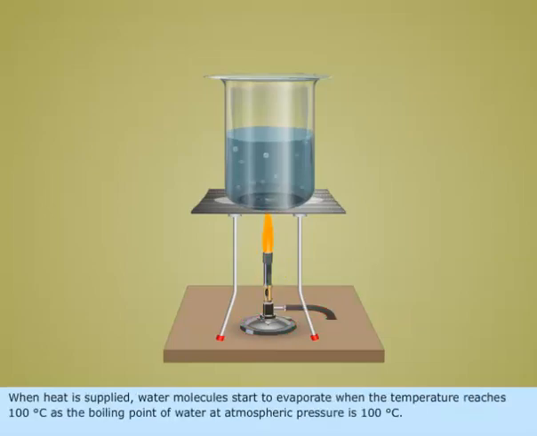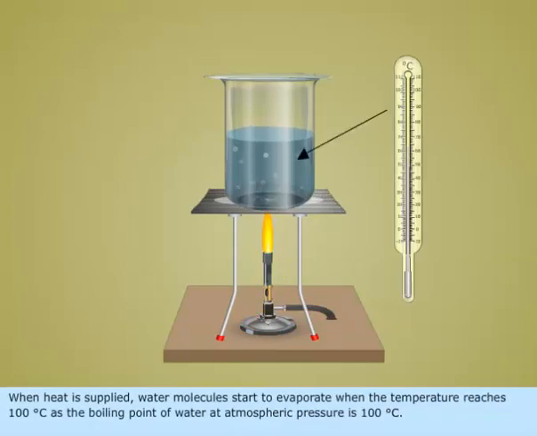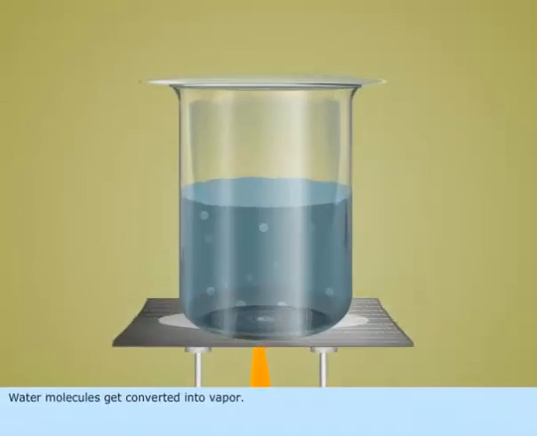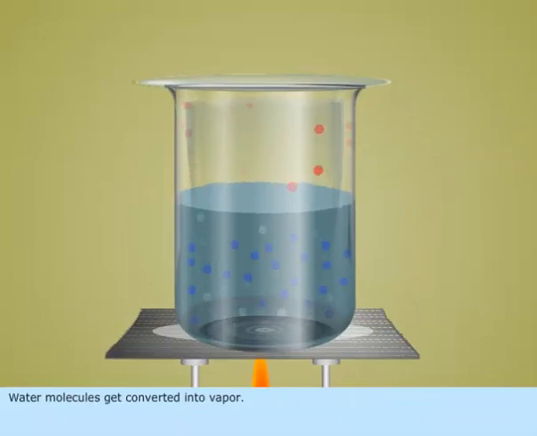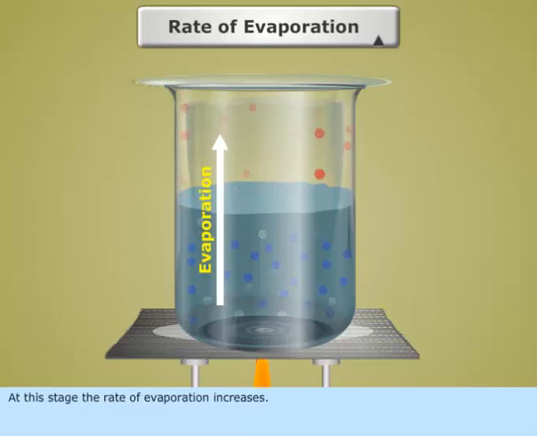When heat is supplied, water molecules start to evaporate when the temperature reaches 100 degrees Celsius, as the boiling point of water at atmospheric pressure is 100 degrees Celsius. Water molecules get converted into vapor. At this stage, the rate of evaporation increases.